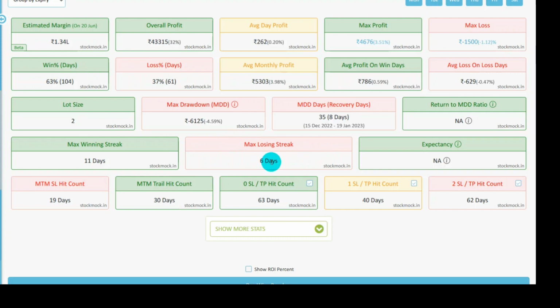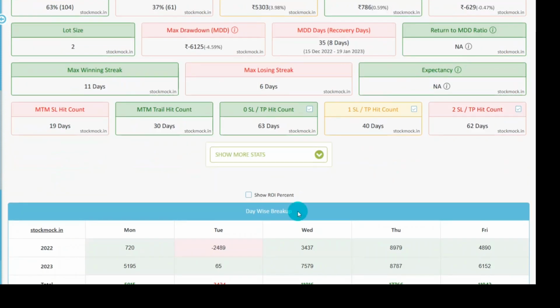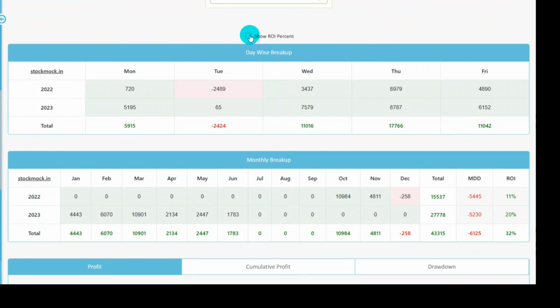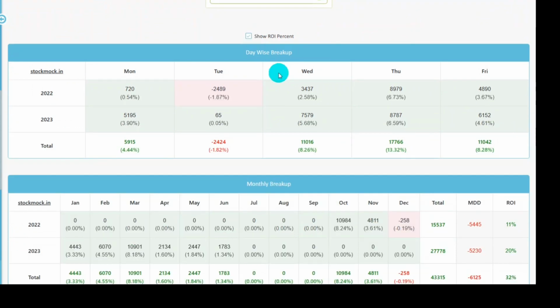Continuous drawdown days is 6 days for this strategy, and max winning streak shows how many days continuously it has won. So for 11 days continuously the strategy has ended with a profit. This is how the strategy backtest will be provided. You can also see the return on investment for each and every year as well as month, and you can see it day wise. So you can see how the strategy worked on Monday, and analyze whether the strategy works only on Thursday. On Thursday the strategy is working very well.